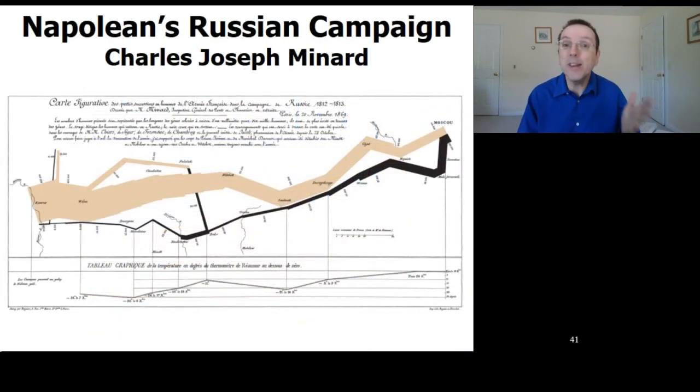Now, I wish I could take credit for this one. This is a figure illustrating Napoleon's invasion and withdrawal from Russia. It was created in 1869 by Charles Joseph Minard and is widely seen as the best statistical graph ever made.